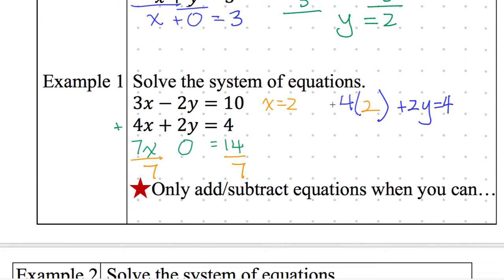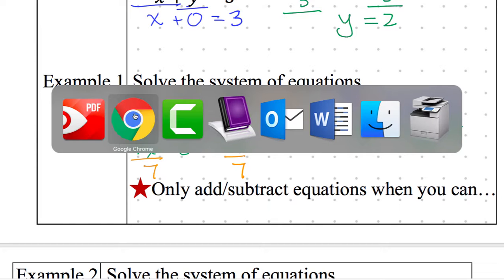Okay, my next step, quiet raised hand. What am I going to do? I need to simplify. Josie, go for it. 8. Yep, 8. Read the rest of the equation to me. There it is. Good job. Thank you, Josie. You can turn in your card.